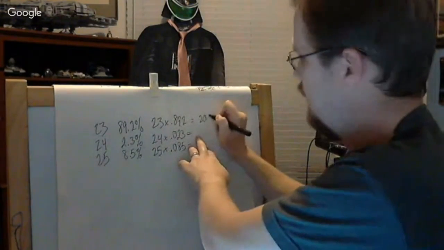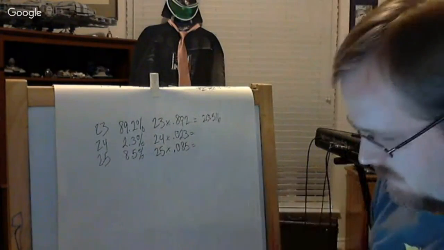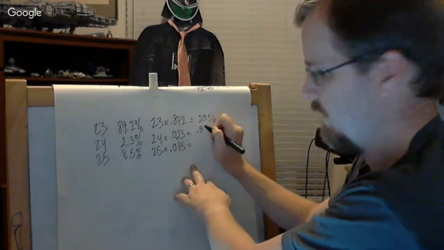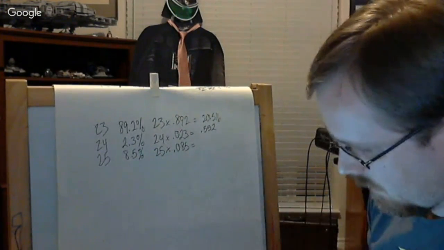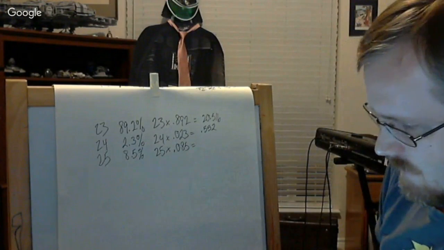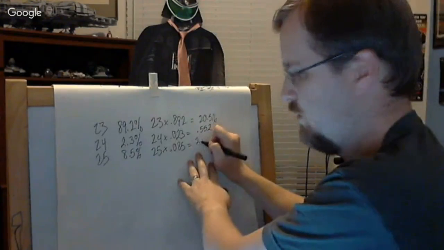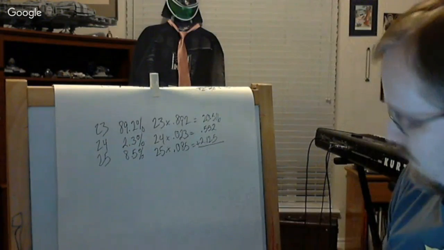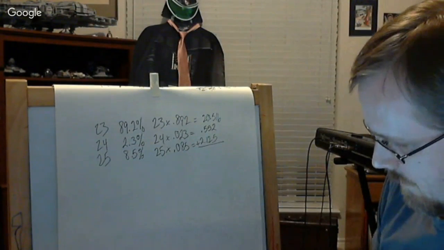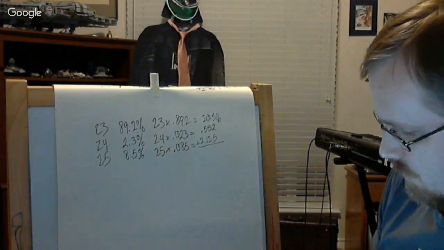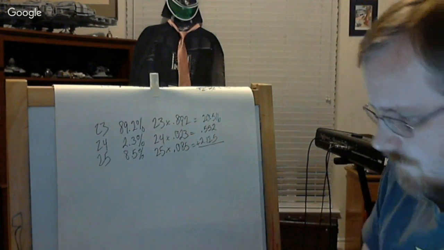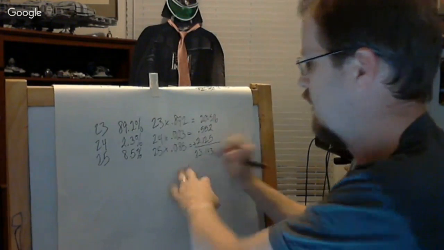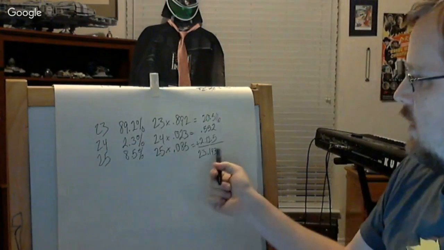All right, so now we're going to multiply out 23 times 0.892 is 20.516. 24 times 0.023 is 0.552. Then 25 times 0.085 is 2.125. Now we add those all together, all right? So 2.125 plus 0.552 plus 20.516. What we get is 23.193. And does this answer make sense?